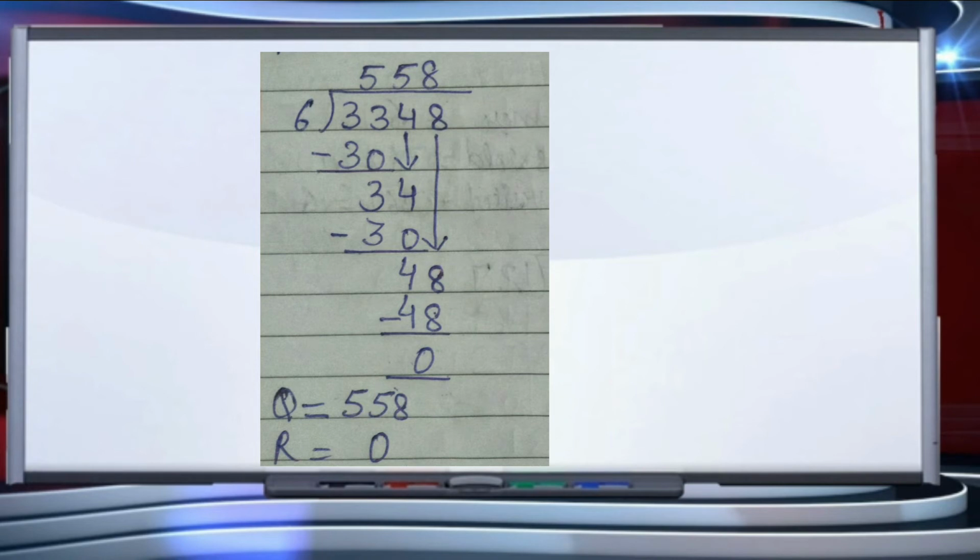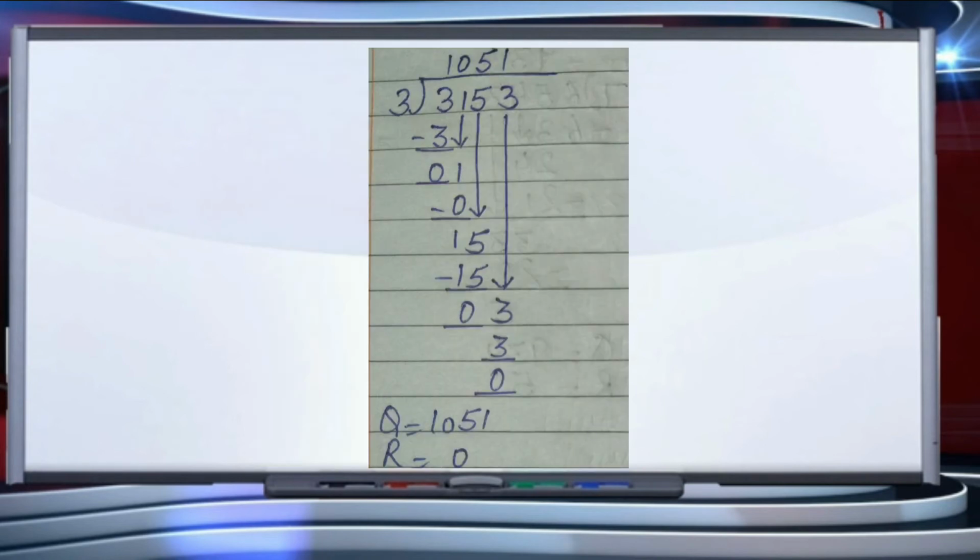The next question is 3153 divided by 3. We will write the dividend and divisor in the correct place, and 3 ones are 3. 3 minus 3 will be equal to 0. Then bring 1 down. As you can see now, 1 is less than 3. It is not possible to divide 1 by 3. So what we will do, we will write 3 zeros are 0. 1 minus 0 will be equal to 1.